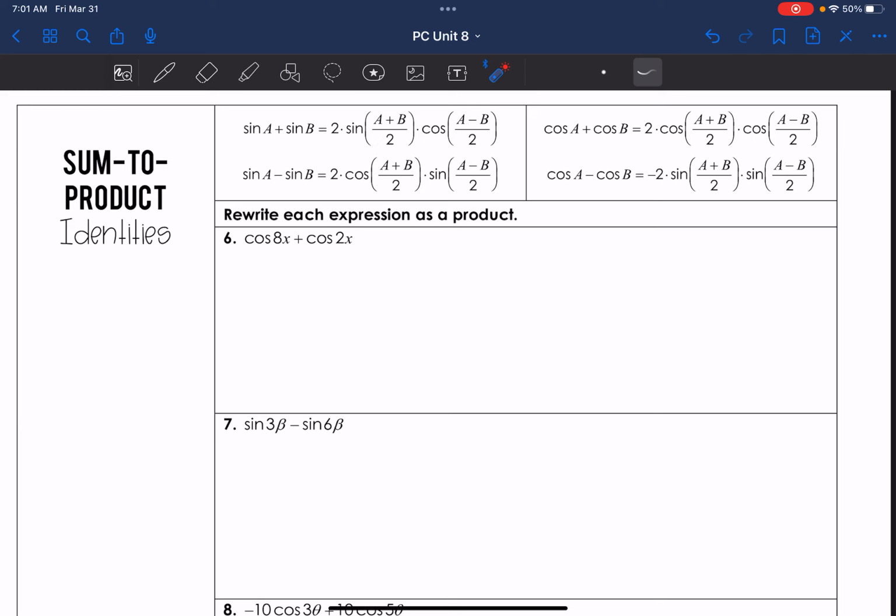Okay, so let's look at this one, number 6. We have cosine of 8x plus cosine of 2x. So they're both cosine, and they're being added. When you look at your identities, that is this one right here. So we're going to be following this pattern next to it. The first angle is always A and the second angle is B. So for us, 8x is A and 2x is B.